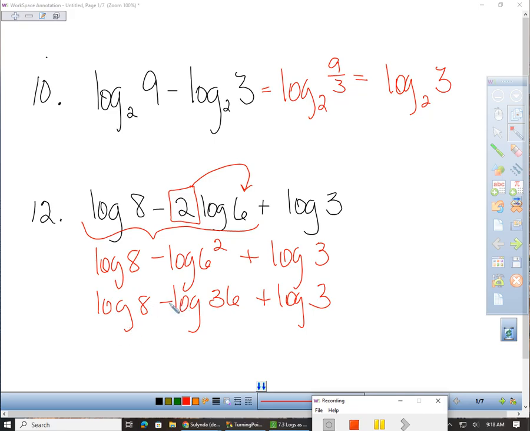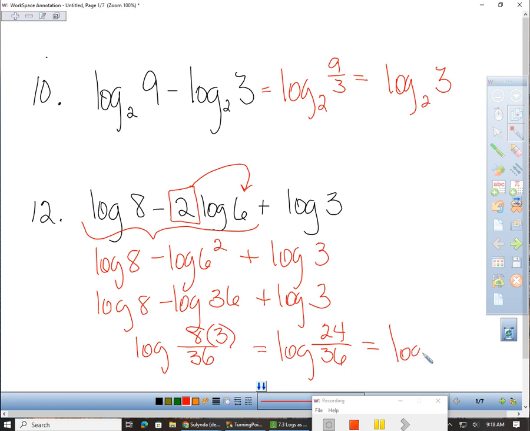Now, in the log world, as we said, when we subtract, we really divide. So we get log 8 divided by 36. And then in the log world, when we add, we really multiply. So times 3. So we end up with log 24 over 36. But we know this reduces to log, what goes into both? 12 goes into 24 and 12 goes into 36. 2/3.